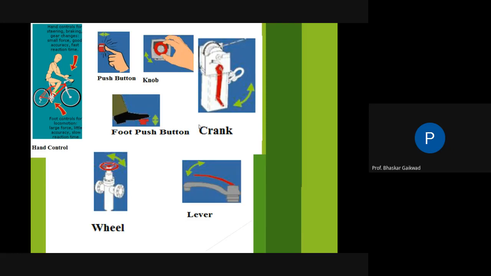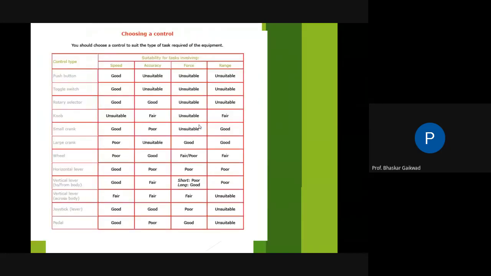Hand control is there; a cycle example is given. Push button is there. Electrical knobs are there. Cranks are there; in our juice crushing machine, a crank is there. Push button is there. Hydraulic and pneumatic power presses. Wheel, for water supply, this type of wheel is there. Lever is there; levers are normally used in our water tap. There is a lever; we just touch it and automatically water will come. So these are examples of the different types of controls. You can remember any one example.